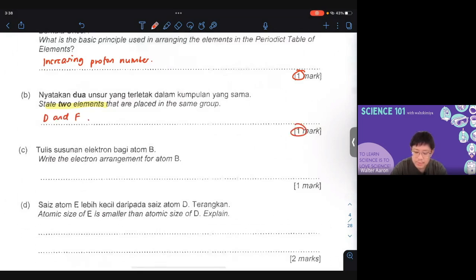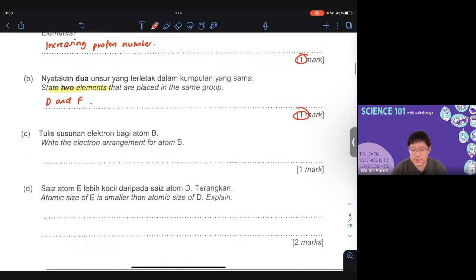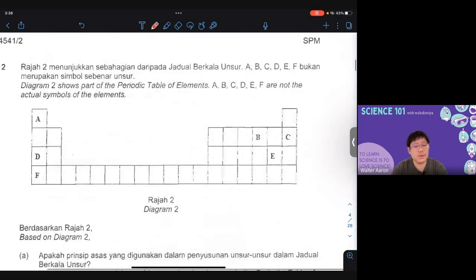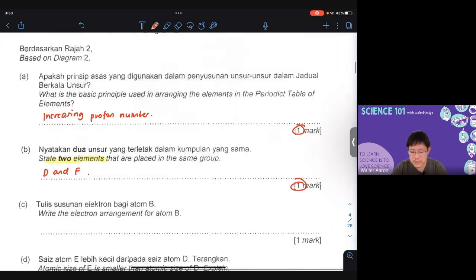Okay, A can also be included inside if you want to, but only 2. Write the electron arrangement of atom B. Now, how do we know? So you see, B is placed in group 16 and it is in period 2. Period 2 means 2 electron shells, and group 16 means 6 valence electrons. So if you've got 6 valence electrons and 2 shells, the electron arrangement is 2, 6.